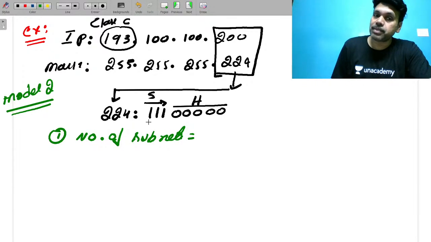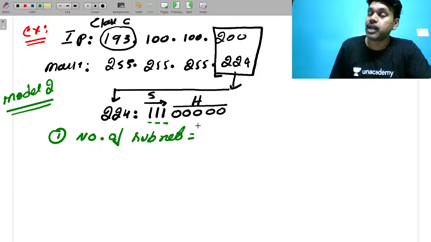How many ones are there in your subnet mask position? Or how many bits are subnetted? So 3 zeros are being converted to 3 ones. So 2 power 3 is nothing but 8 subnets you got.